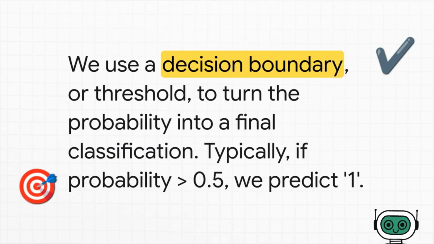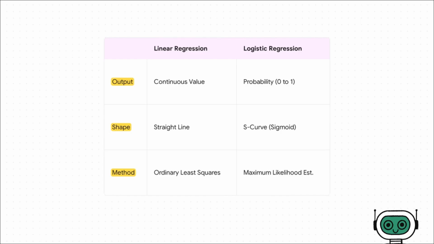So, we have a probability now, but we still need a final yes or no. How do we get there? We just set a simple decision boundary, or a threshold. Typically, it's set at 0.5. If the model's probability is greater than 0.5, we classify it as a yes or 1. If it's less, we classify it as a no or 0. It's that simple.